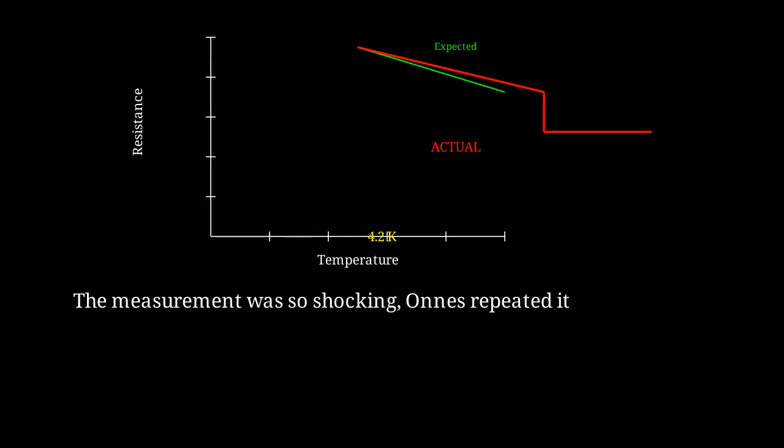Onnes was so astonished by this result that he repeated the measurement multiple times to ensure it wasn't an experimental artifact. But the result was always the same. Below 4.2 Kelvin, mercury had absolutely no electrical resistance. Let me give you some numbers to appreciate how dramatic this transition was. This wasn't a gradual decrease, this was a phase transition. The transition occurred over a temperature range of about 0.01 Kelvin. That's an incredibly narrow window. The sharpness of this drop was unprecedented.